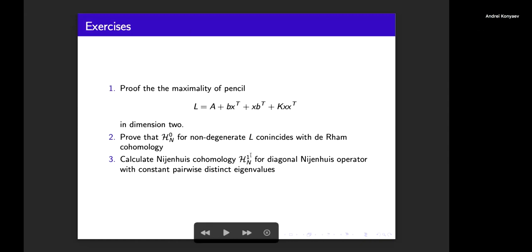You can calculate the first Nijenhuis cohomology for a diagonal Nijenhuis operator with constant pairwise distinct eigenvalues. If you look at those cohomologies, you will see that those formulas are similar to the formulas we used in calculating Frölicher-Nijenhuis cohomology. I don't think it's a coincidence. I think there is a deep connection here which needs to be discovered. We do not know this connection yet, but it should be rather interesting to find the relation between these two cohomologies, because a single operator field defines two different cohomologies in two different spaces, and the natural question is how these cohomologies are related and what each cohomology represents.